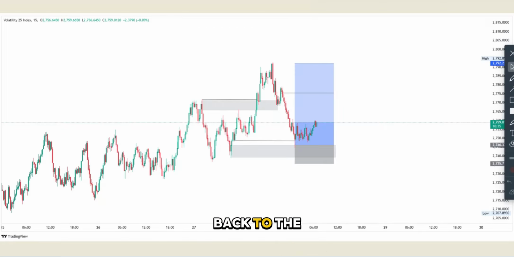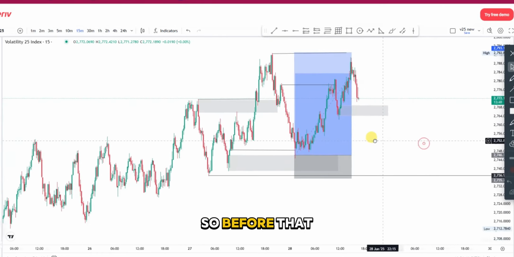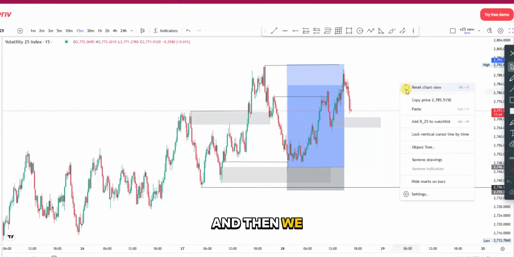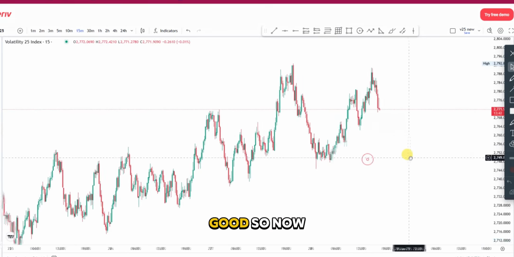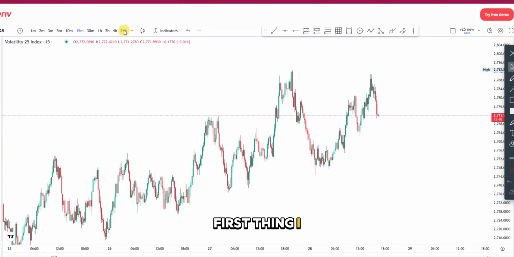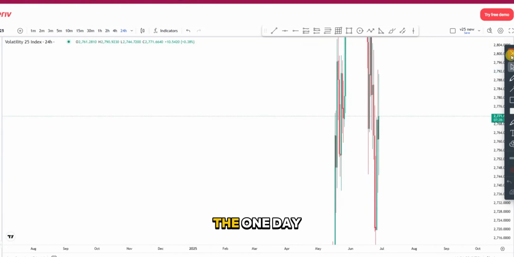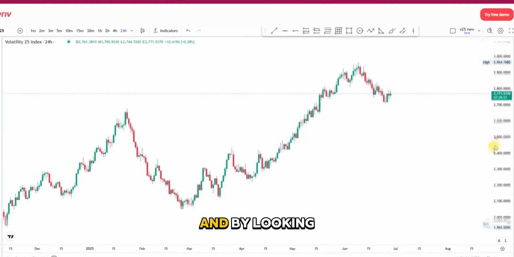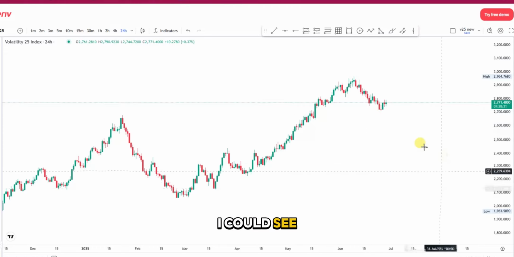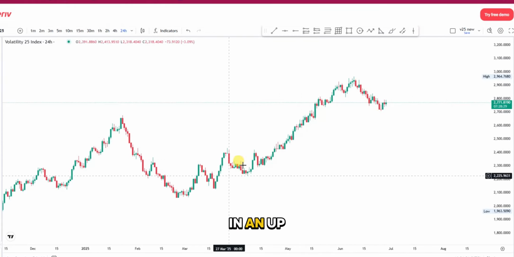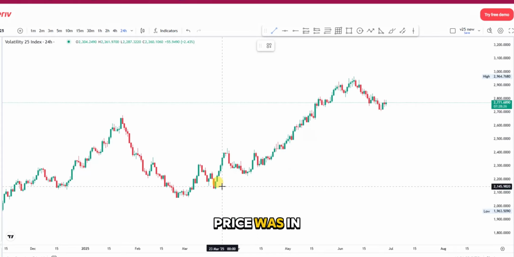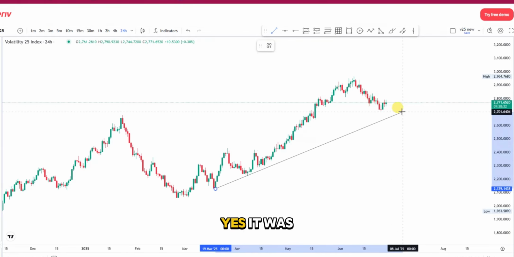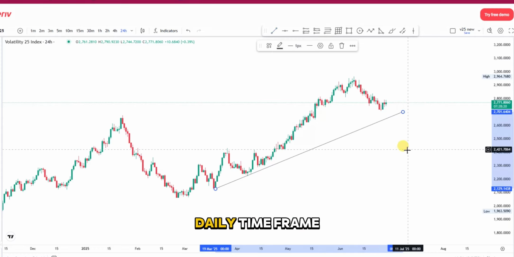All right, let's go back to TradingView. So before that, let me cancel everything. I'm going to remove all this, and then we will start with a fresh chart. Good. So now, the first thing I did was to go to the 1 day time frame. That is the daily time frame. And by looking at this time frame, I could see that price was in an uptrend. Yes, it was still on an uptrend on the daily time frame.